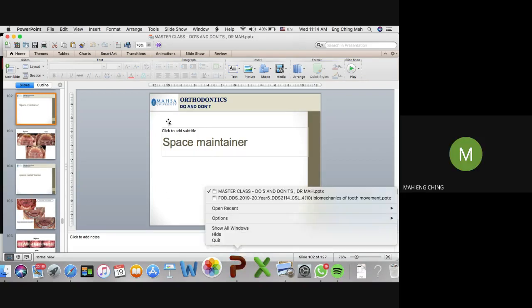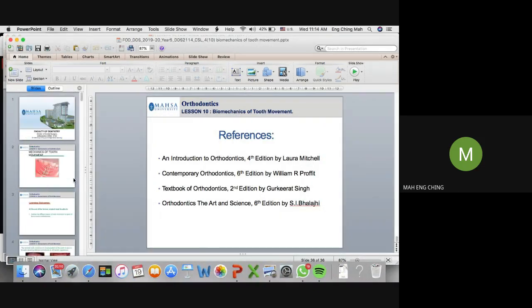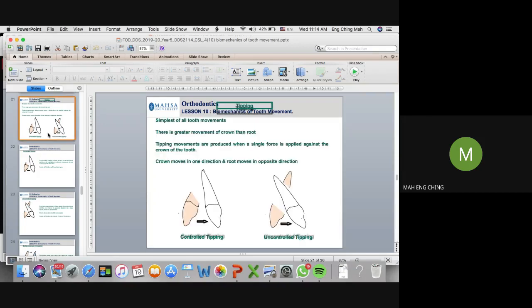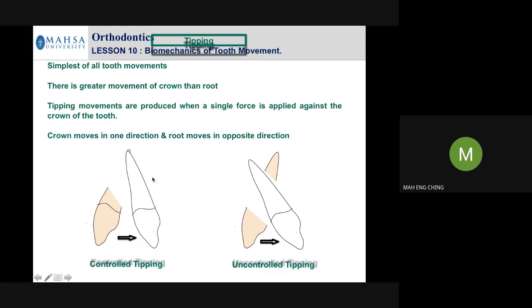Okay. Good question. Let's go back. This one? Yeah, how do you control the center of rotation? Okay. How do you control? You want the controlled tipping rather than uncontrolled tipping? Is that the question? Yeah. Okay. It's about applying the force you want. So you see, those of you who have had the lecture called Anchorage?